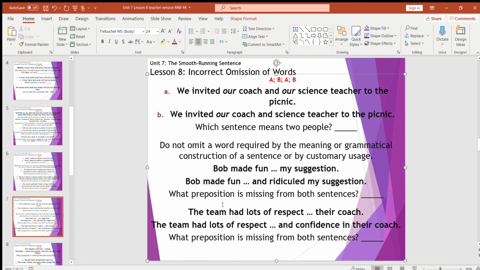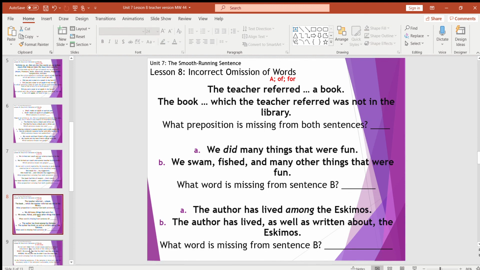The team had lots of respect blank their coach. The team had lots of respect and confidence in their coach. Which preposition is missing in both? They had a lot of respect for their coach. The teacher referred blank a book. The book blank which the teacher referred was not in the library. Which preposition would be missing from these sentences? The teacher referred to a book, or the book to which the teacher referred was not in the library. So it needs the preposition to.